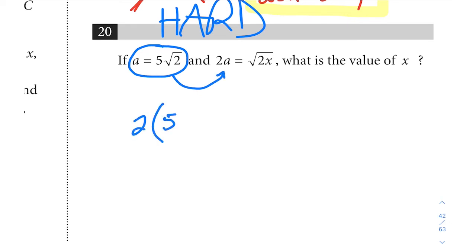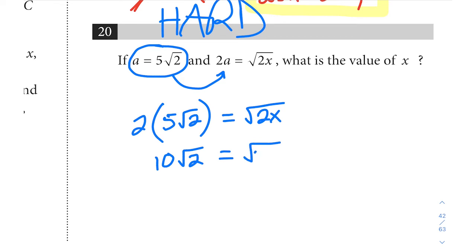So this will be 2 times 5 root 2 is equal to the square root of 2x. And the way we distribute the 2 into that parentheses, we multiply the 2 times the 5. The root stays as is. That would be 10 root 2. And then here, in order to eliminate the square root, we can square both sides.